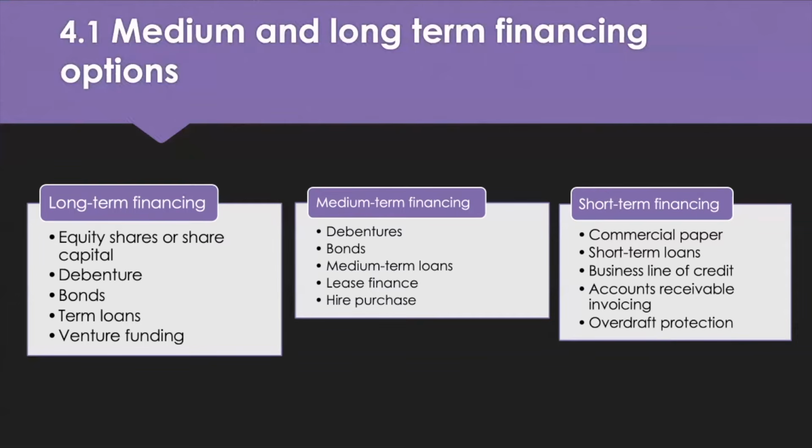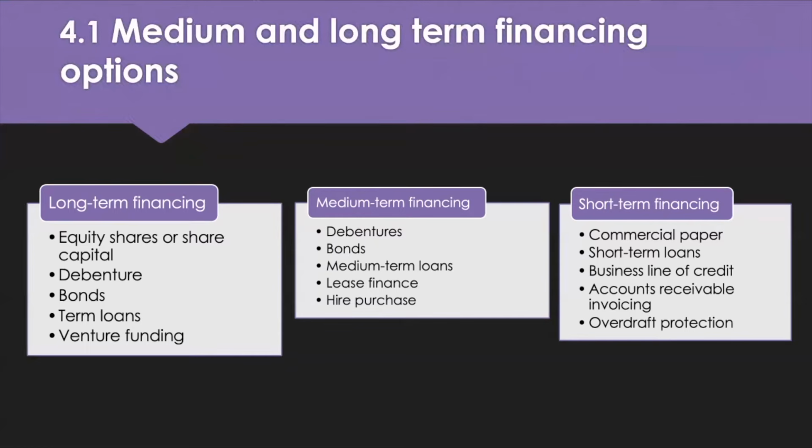Medium-term financing also will include the debentures, the bond, and medium-term loans, but the ones that we haven't talked about are lease finance and hire purchase. So with lease finance, a company will use an asset from a leaser in exchange for a periodical payment, like a lease payment. But since the asset belongs to the leaser, at the end of the lease contract, the company that was using it has to return the asset.